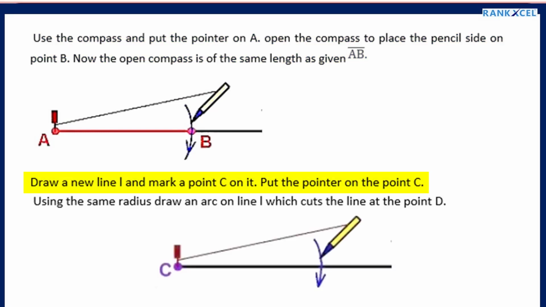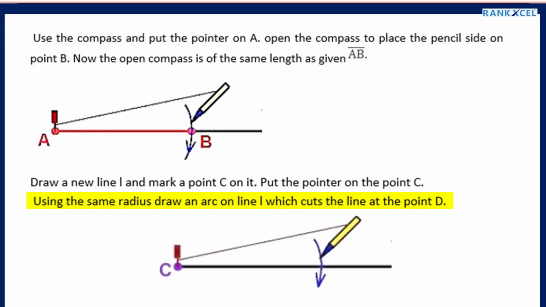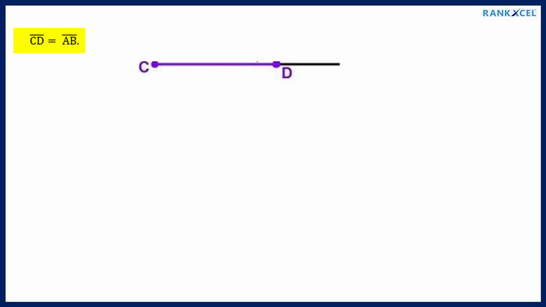Draw a new line L and mark a point C on it. Put the pointer on the point C. Using the same radius, draw an arc on line L which cuts the line at the point D. CD equals AB.